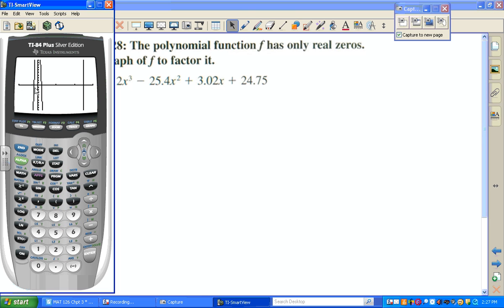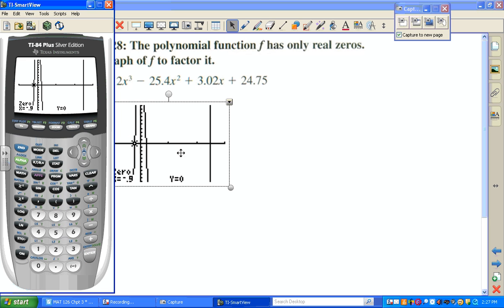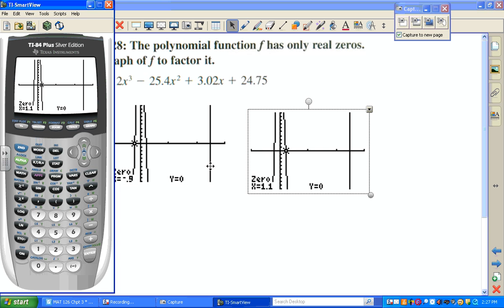All right. So I guess I'll just start on the left and work my way right. Second, calculate zero. Left bound, negative 5. Right bound, 0. Guess negative 2. There's one of them at negative 0.9. Second, calculate zero. From 0 on the left, 5 on the right. 2.5 is the guess. 1.1. Nice.